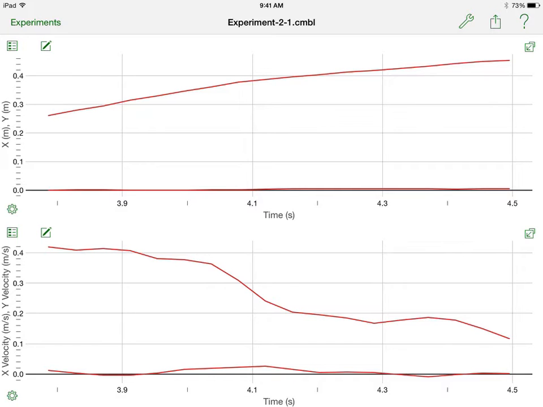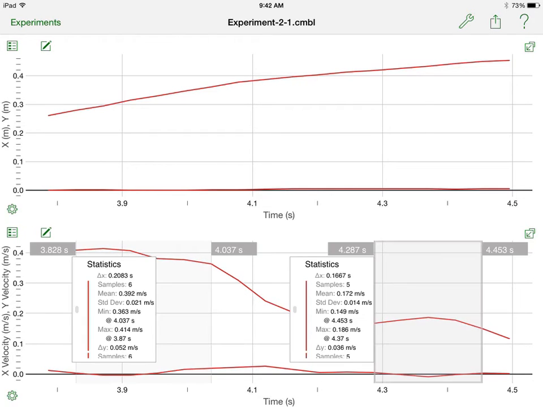For your inelastic collision where they're sticking together, you should see a point where the first cart is moving with a higher velocity. Then they're going to collide, and they're going to move off together at a lower velocity. So this is the velocity of both cart 1 and 2 after the collision since they're moving at the same speed. And this is the velocity of cart 1 before the collision. Again, you're going to take the mean values here. So 0.392 would be your velocity of cart 1 before. 0.172 meters per second would be your velocity of cart 1 and 2 after the collision.